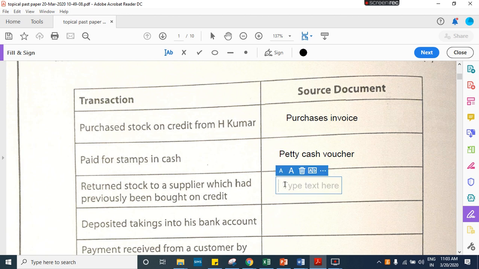Returned stock or inventory to a supplier which had previously been bought on credit. So this is something related to purchases returns. Therefore, it's a debit note. However, the answer in the marking scheme, there is an error. It states as credit note, but actually it's a debit note. So please be careful.